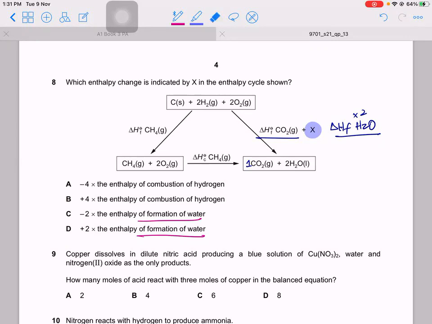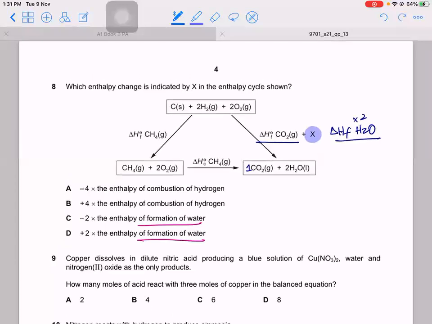Now, let's see here. So we know that now you'll be like, Miss, why can't it be combustion of hydrogen? Why can't we call this combustion of hydrogen?